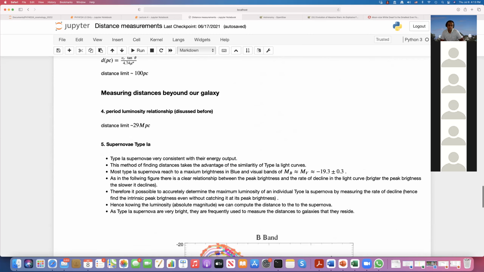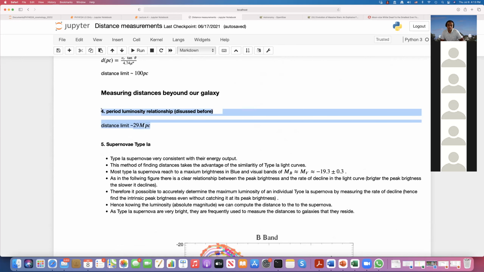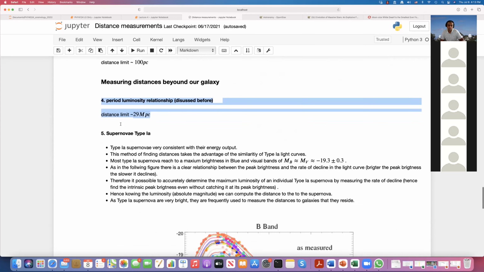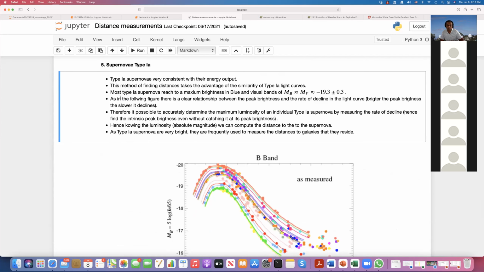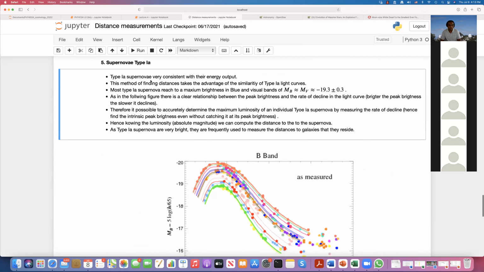And this period luminosity relationship, we will apply to find distances when we are talking about galaxies in the next section, probably next week. And here is the type 1a supernova. The way that we actually detect this is, as I have mentioned here, type 1a supernovae are very consistent with their energy output, right? These curves are very consistent.